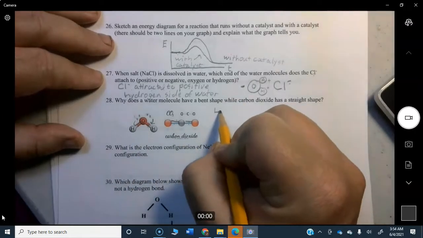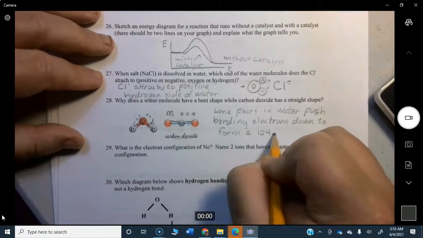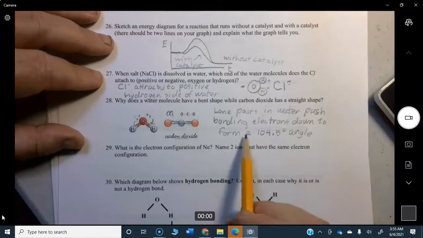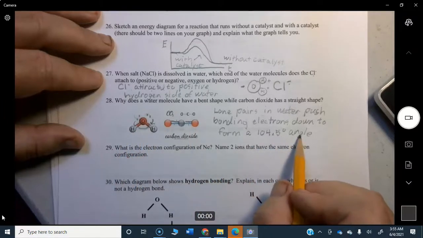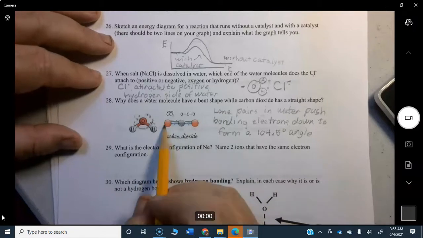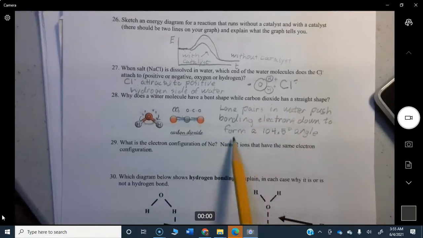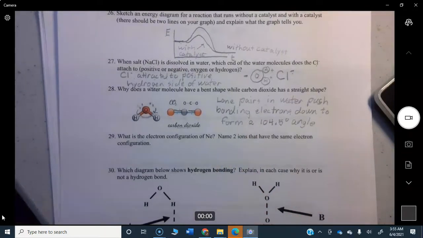So the lone pairs in the water push the bonding electrons down to form a 104-degree angle. That would be this angle right here, a 104.5-degree angle. Whereas carbon dioxide doesn't have any lone pairs on this central carbon, so it stays at 180 degrees. That's a 180-degree angle right there. Okay, that is the answer to that. That's almost exactly how the answer on the test is stated, so just learn that answer. You'll know when you're at that problem.